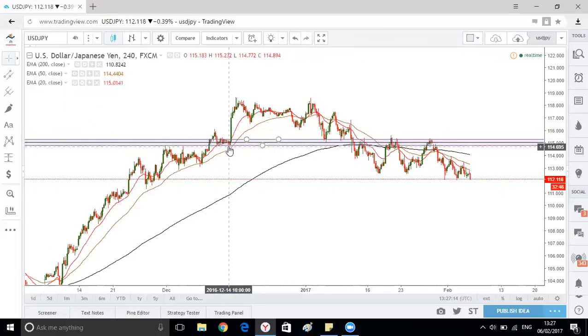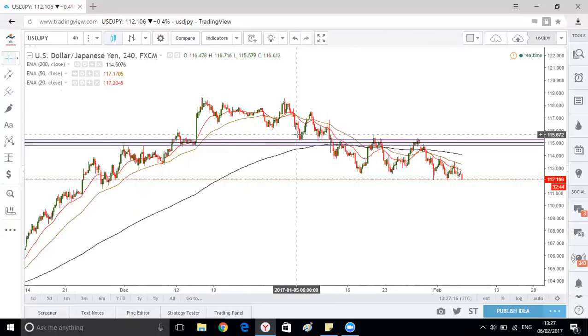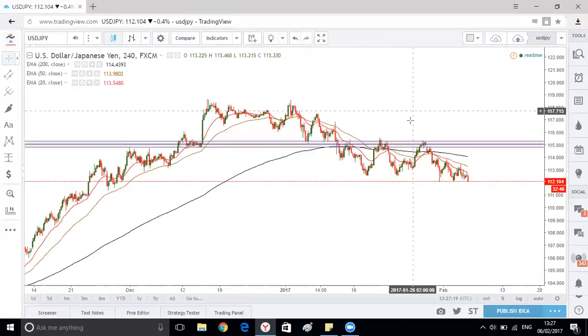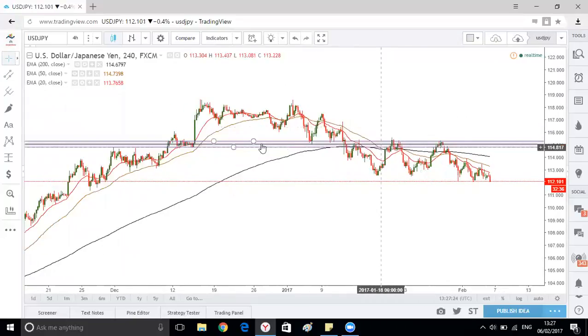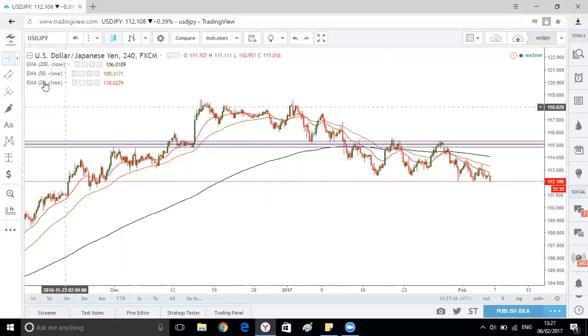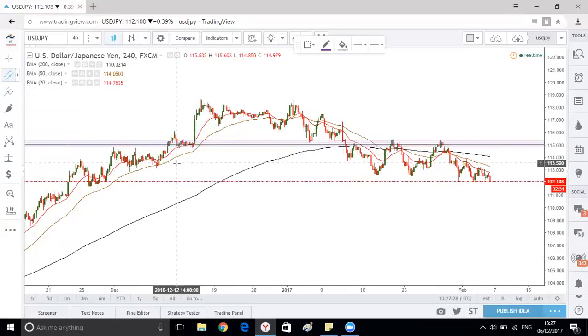Now you can see this level touched here, here, multiple times. There's a reason for this. These levels are being respected all the time, and you can see this from it happening before. And this is another level right here.